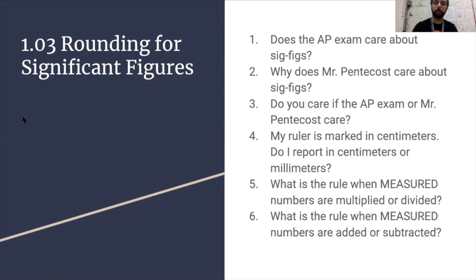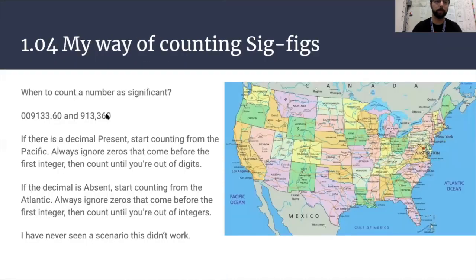Then next, number 6, what is the rule when measured numbers are added or subtracted? This is a little different. You don't use the least amount of sig-figs to round. You use the least amount of decimal places to round. So we'll go over that when we actually get some problems. But we are going to worry about the multiplying and dividing a whole lot more in this class. And once we get to our first take-home test on our first unit test, I'll help you guys out to make sure that you understand what's expected there.